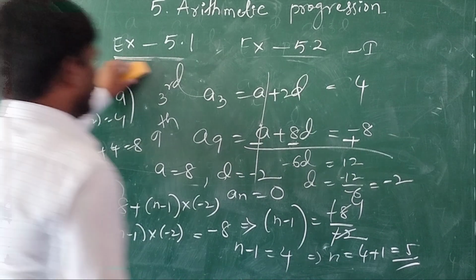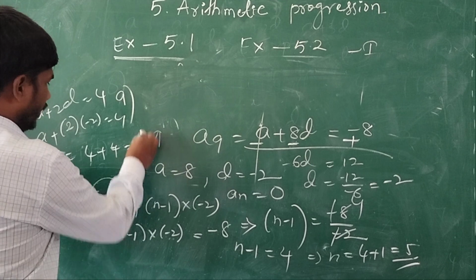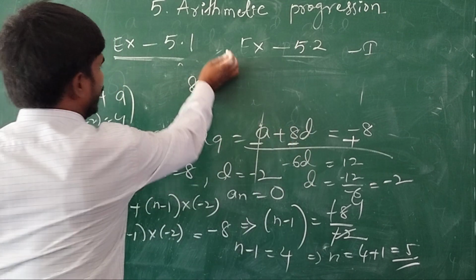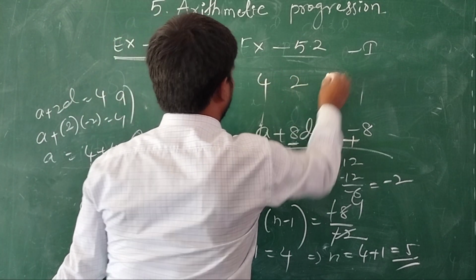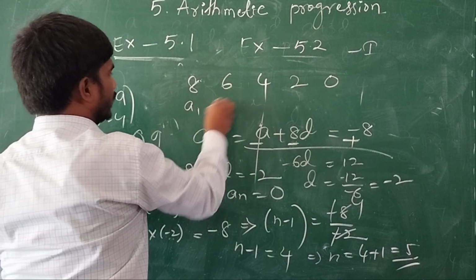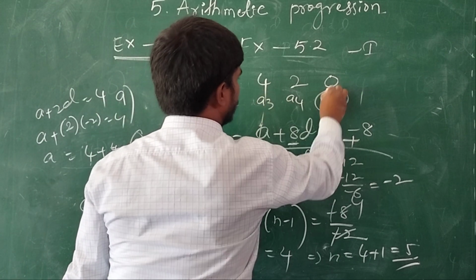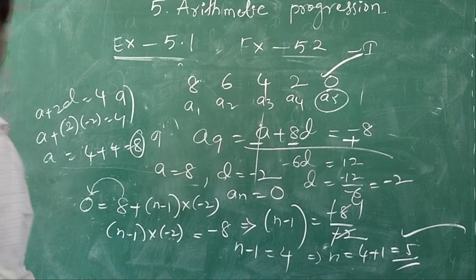So see the general form. First term is 8. Common difference is minus 2. So 8 minus 2 is 6. 6 minus 2 is 4. 4 minus 2 is 2. 2 minus 2 is 0. Which term is that 0? First one, second one, third one, fourth one, fifth one. So the fifth term is 0. That term only we got here. Fifth term is 0.